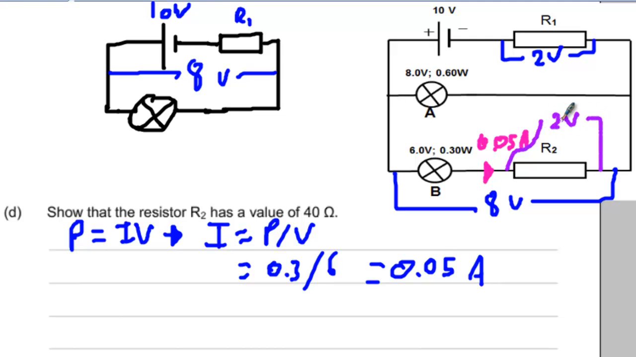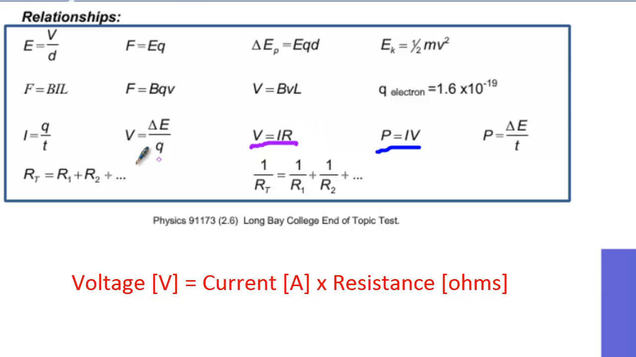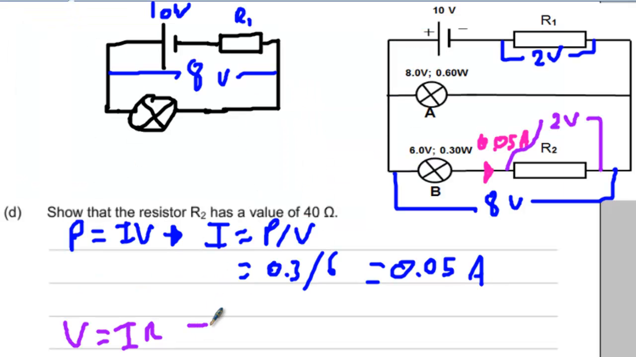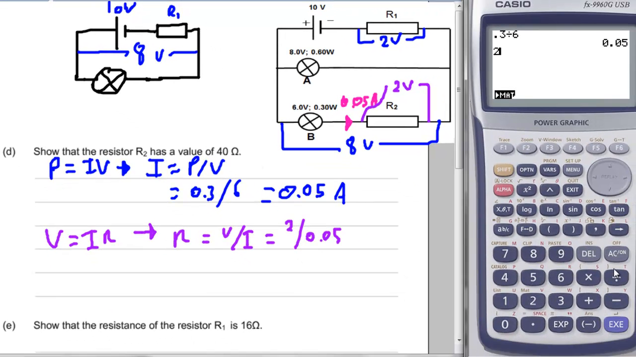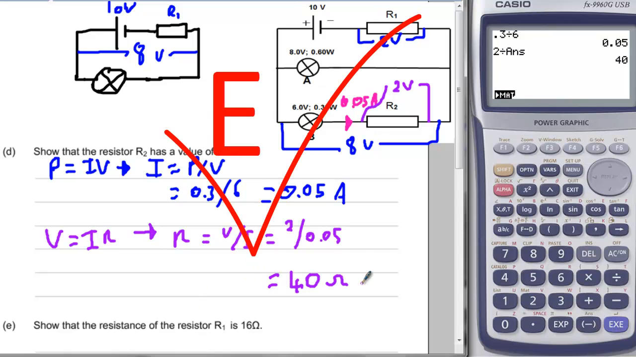Now we know the voltage across the resistor, and we know the current going through it. We can simply use Ohm's law, V equals IR, to determine the resistance of the resistor, where R equals V divided by I, which equals 2 volts across the resistor divided by 0.05 amperes. 2 divided by shift answer gives us our resistance of 40 ohms.